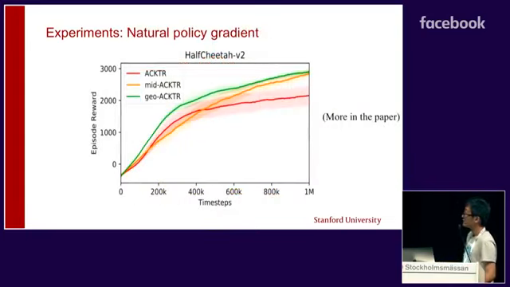And finally, we show some results on reinforcement learning using policy gradient. In this figure, the x-axis is the time steps, which is proportional to sample complexity. The y-axis is the per episode reward, which we hope to maximize as fast as possible. This red line represents ACKTR, which is an algorithm based on natural policy gradient. And it's clear that our methods converge faster with less sample complexity.